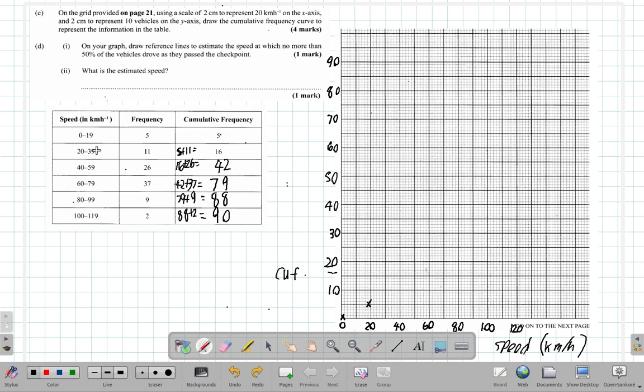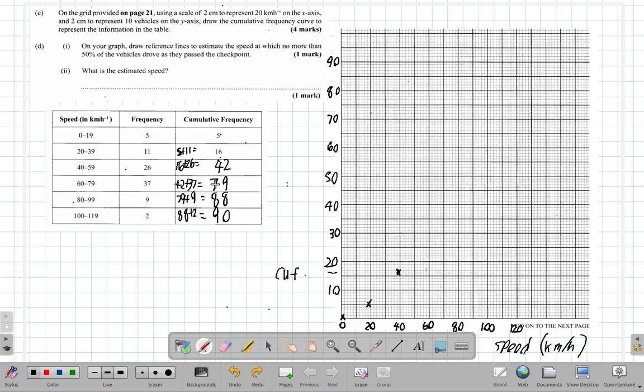20 to 39, it goes up to 39. So I should plot this height, but it could have been up to 39.5. It could have been 39.49, and I round it back down to 39. So don't plot directly above the 39, nor the 40. Plot halfway between. The 39 line or the 40 line is halfway between 39 and 40. Need to show those people that you know what you're doing and you know the rules of rounding off, right?